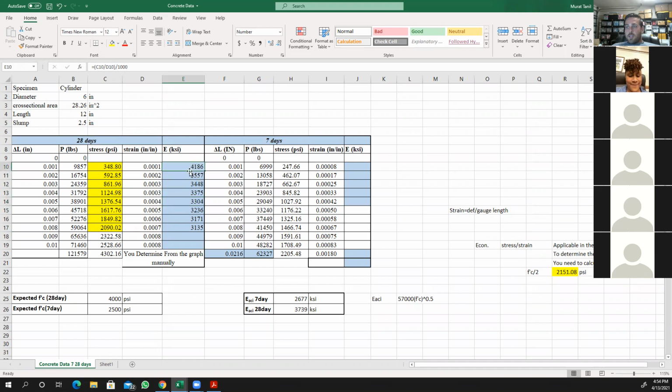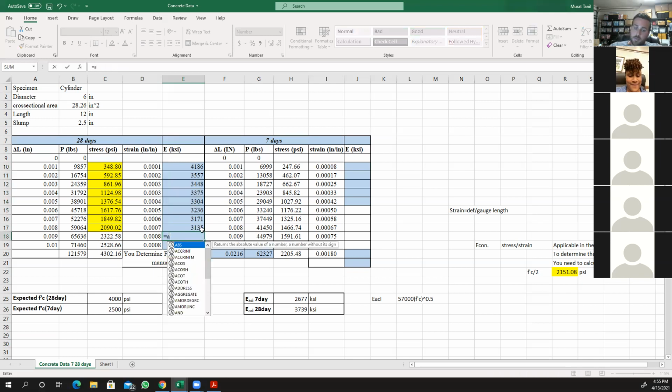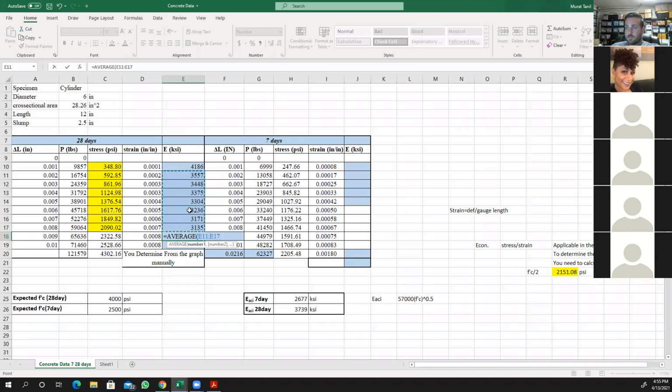So you can either take the average of these close numbers, or you can select one of them. As long as you select your Young's modulus value in the elastic region, which is not often the average, because if I take the average of these numbers, it will tell me the average Young's modulus. I'm not going to include the first one and the last one.